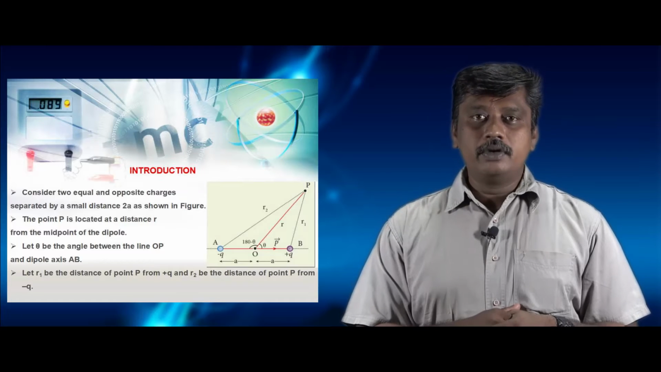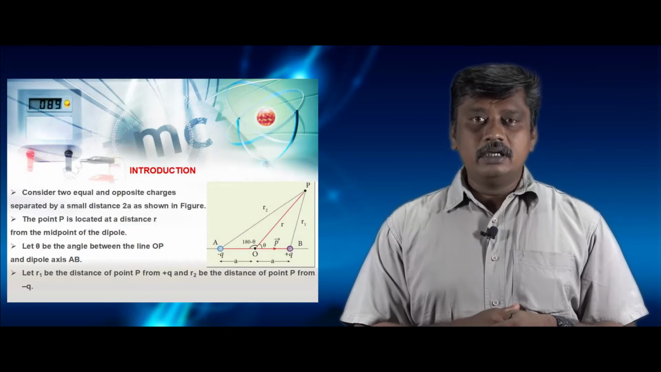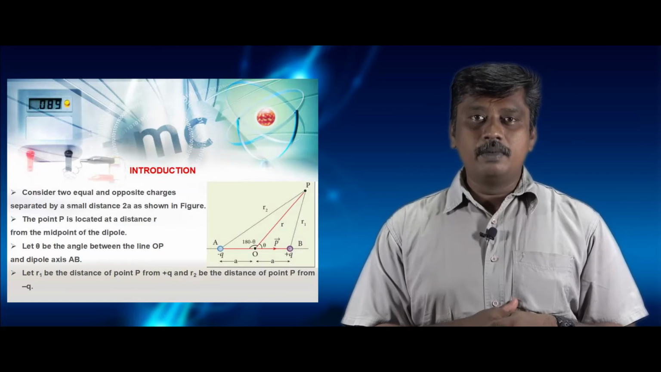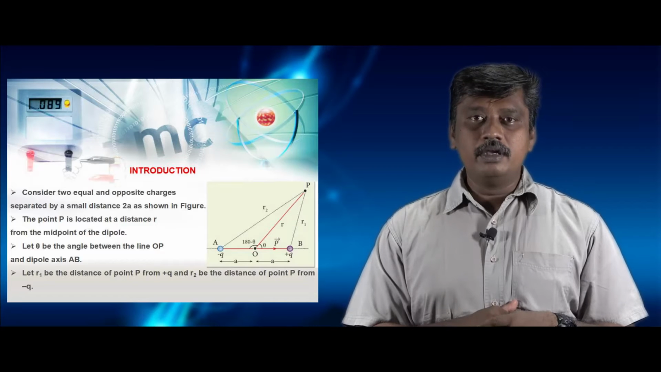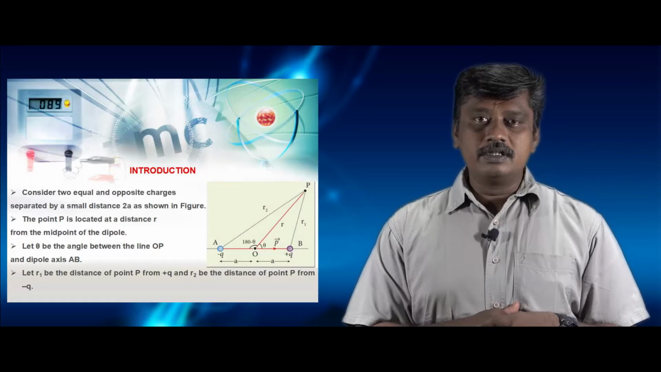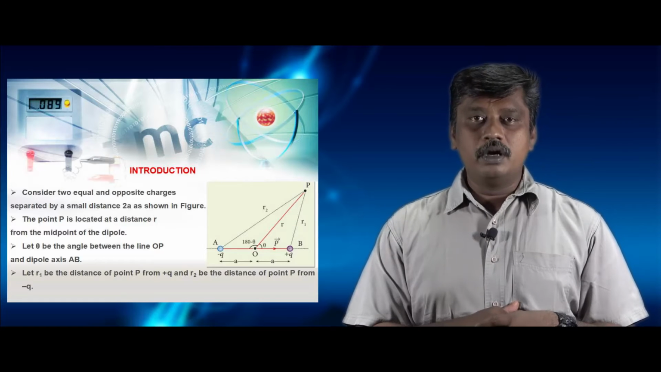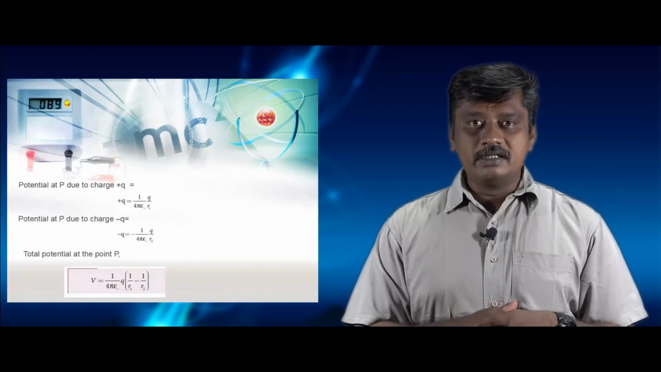The electric potential due to an electric dipole. Consider an electric dipole consisting of minus q and plus q separated by a distance of 2a. Consider a point P at a distance of r from the midpoint of the dipole. We want to find the electric potential at this point. Also consider R1 is the distance between the charge plus q and the point P, and R2 is the distance between the charge minus q and the point P. So these are the considerations.